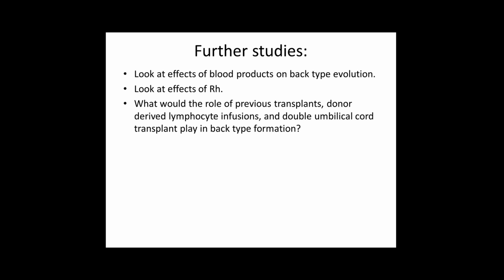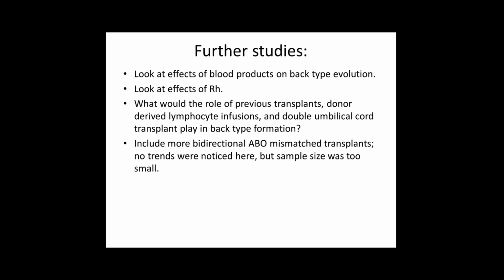Also, what would the role of any previous transplants play in the development of back type formation? For example, if patients receive donor-derived lymphocyte infusions or double cord blood transplants, does that have any role in any back type formation differences? Also, it would be nice to include more bidirectional ABO mismatched transplants. We just didn't have enough here in our study.